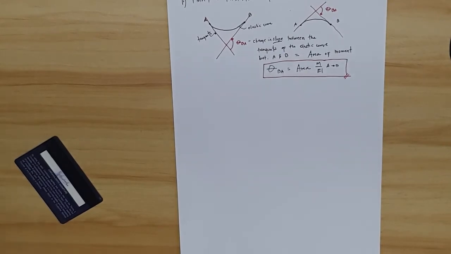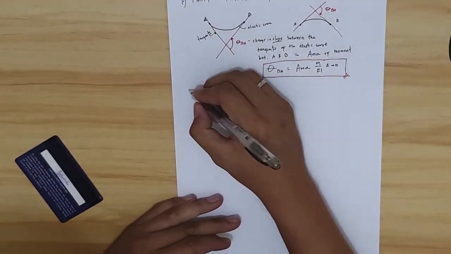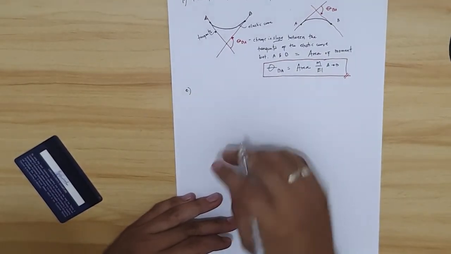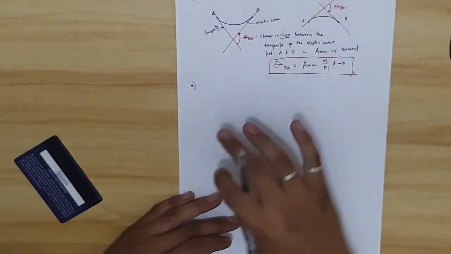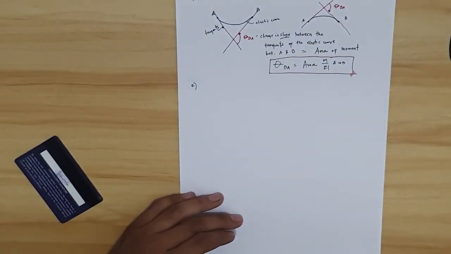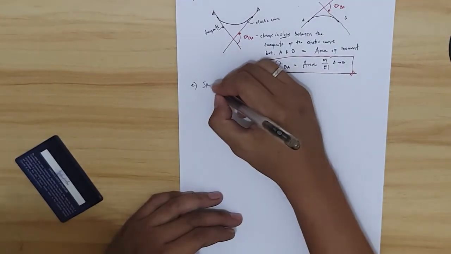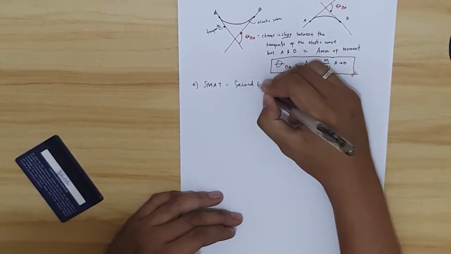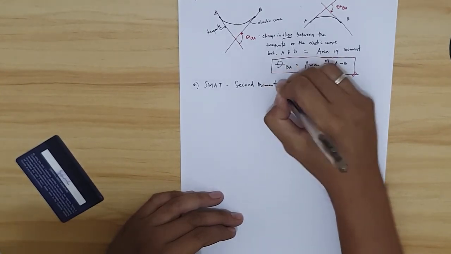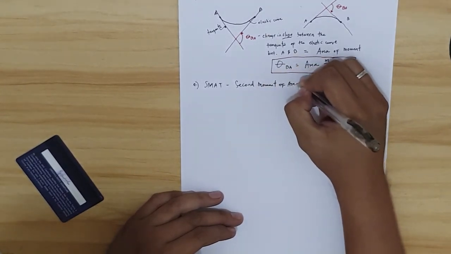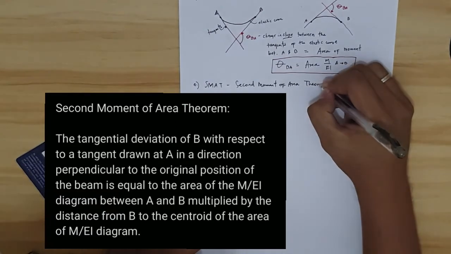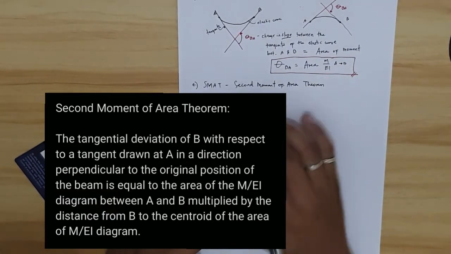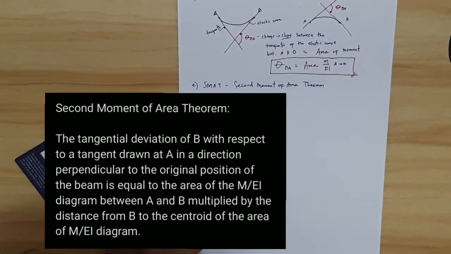Okay, so let us proceed to number two. We will just elaborate on it. You have the second moment of area theorem.